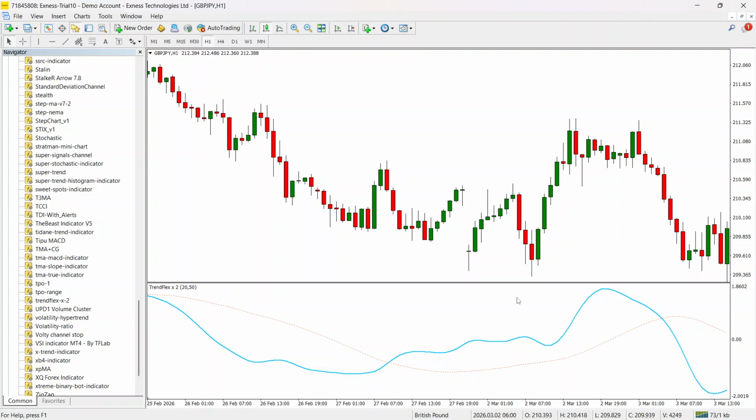For more reliable use, treat it as a confirmation and timing tool alongside structure, support, and resistance, and clear risk management rather than as a standalone entry generator.